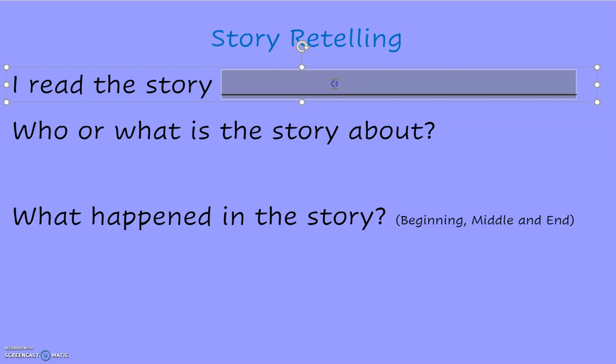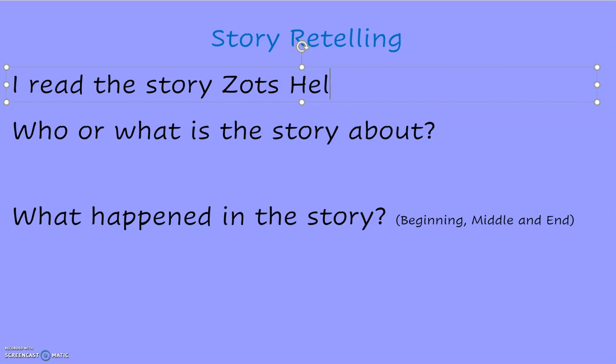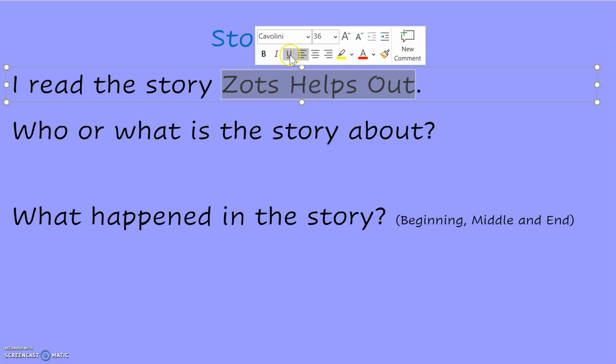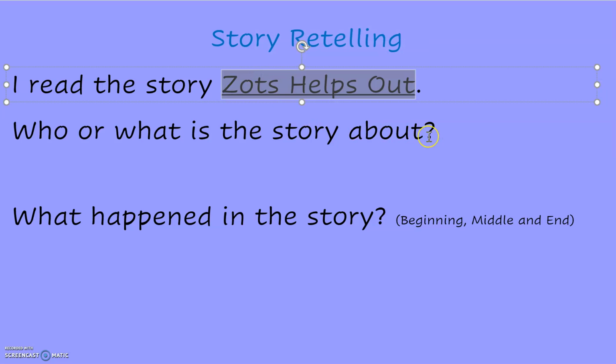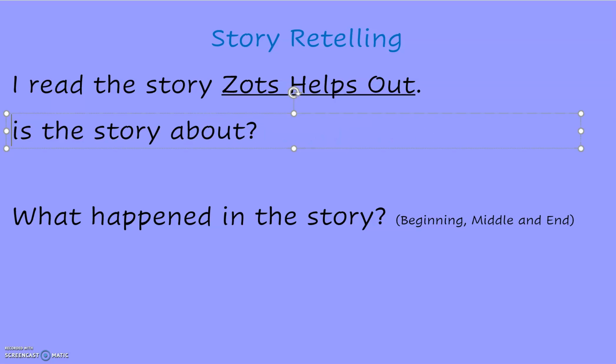Ready? I read the story, Zots Helps Out. And because the title is so important, what do we do? We underline it. Okay. Who or what is the story about? Do you remember? Who are the characters? The story is about Abby and Zots.